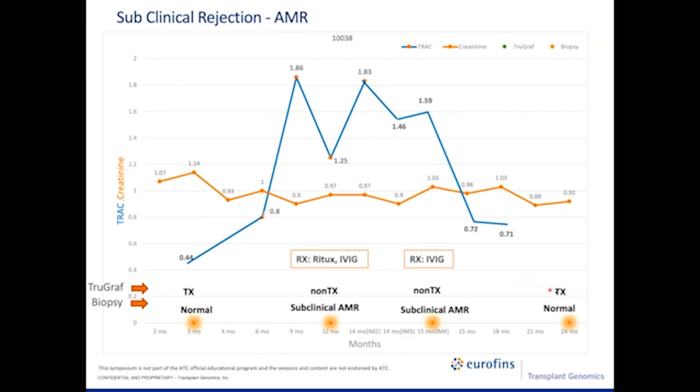Now the TruGraf assay is TX, and the biopsy is back to normal. So in a sense, we could have potentially avoided two biopsies for this patient, but in the meantime, done biomarker-guided biopsies here to detect subclinical injury and treat it successfully and then monitor response to therapy with a cell-free DNA and a TruGraf assay.